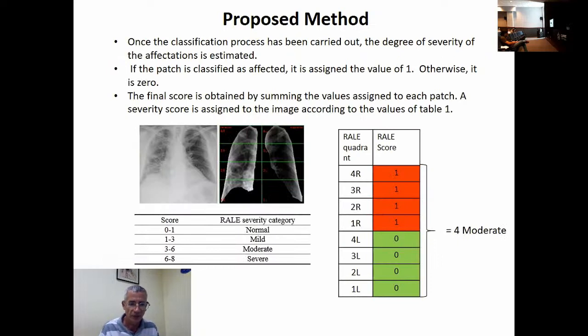Once the classification process has been carried out, the degree of severity is estimated. For this, the same methodology described in RALE is followed. If the patch is classified as affected, it is assigned the value of 1. Otherwise, it is 0. The final score is obtained by summing the values assigned to each patch. A severity score is assigned to the image according to the values of this table.